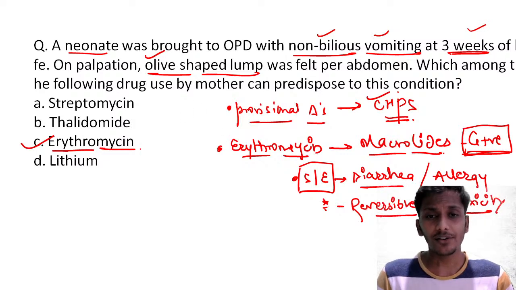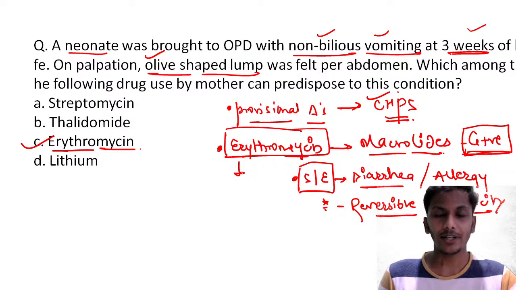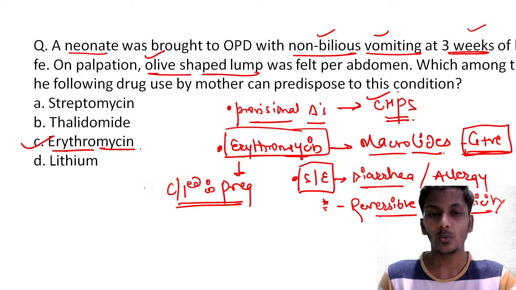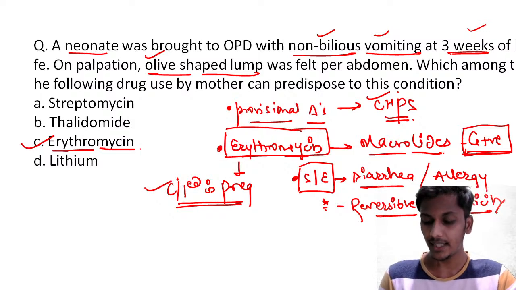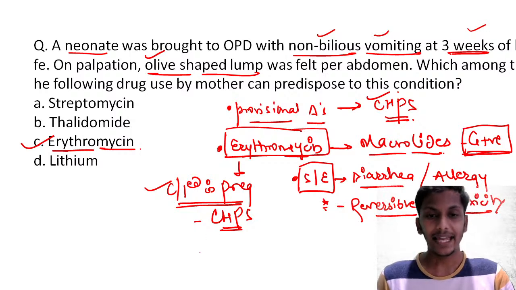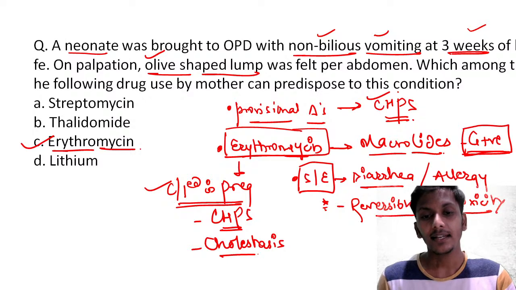Now, the important drug from this group is your erythromycin. And why is erythromycin important? Okay, there are two important things to be remembered about erythromycin. First, it is contraindicated in cases of pregnancy. And why is it contraindicated in cases of pregnancy? One reason we have already seen. One reason is your CHPS. It leads to congenital hypertrophic pyloric stenosis. And second, it can lead to cholestasis. That is stasis of bile.